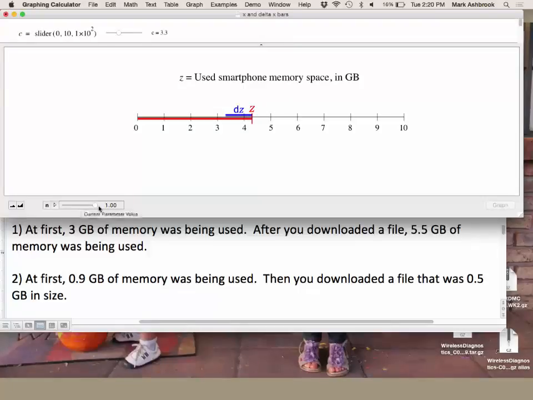Started at 4.3. Watch it. Here we go. Deleted a file that was 1 gig. Finish that number, number 5.